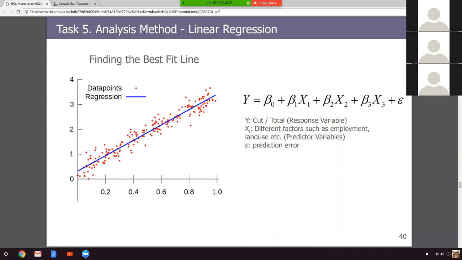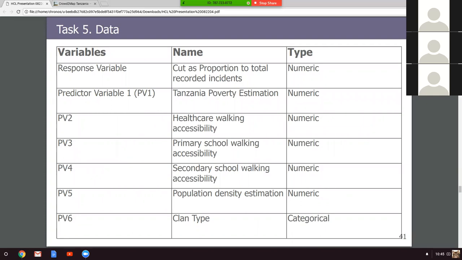The factors that I take into account are called predictor variables, and the predicted proportion of cut is called the response variable. So here's a list of the variables I used. As just said, the response variable is the cut as proportion to total recorded incidents. Predictor variables: the first one is Tanzania poverty estimation. Second one is healthcare accessibility. Then primary school accessibility, secondary school accessibility, and population density estimation. And finally, the clan type.